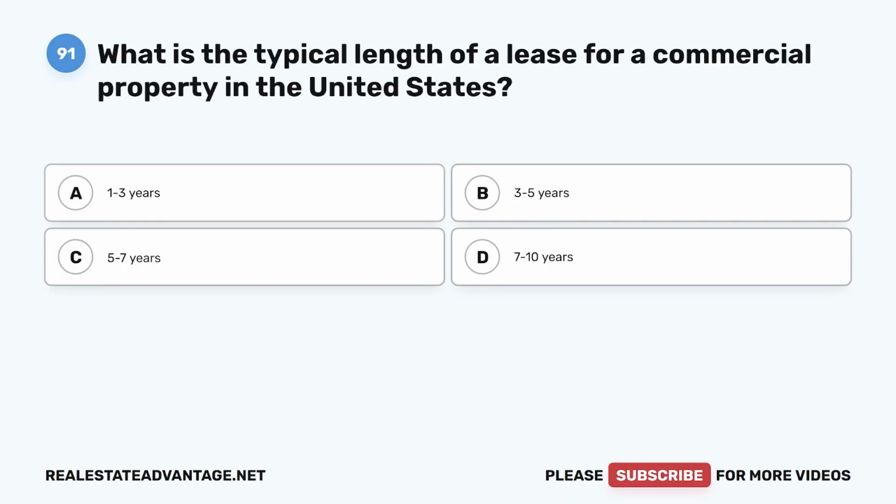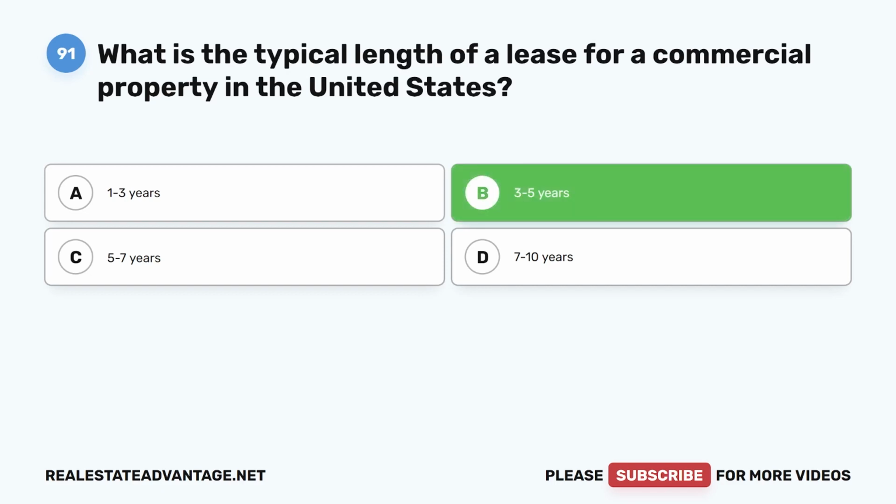Question 91. What is the typical length of a lease for a commercial property in the United States? A. 1 to 3 years. B. 3 to 5 years. C. 5 to 7 years. D. 7 to 10 years. The correct answer is B.